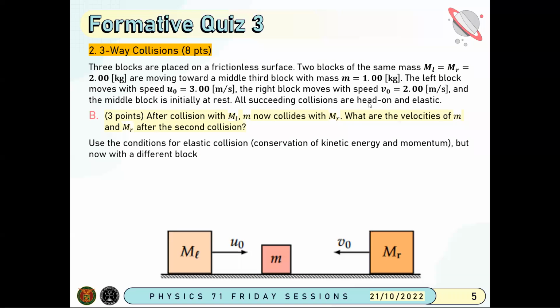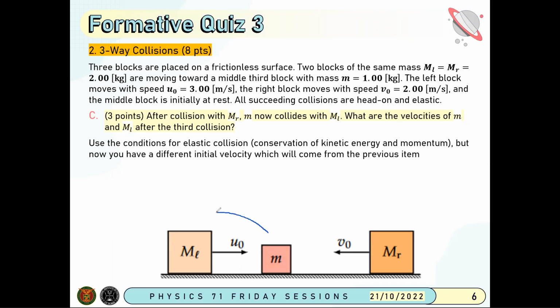Tapos, sa letter C, itutuloy lang ulit natin yung collision. Okay? So ngayon, after nung collision niya ulit sa MR, magko-collide ulit siya kay ML. So what are the velocities of M and ML after the third collision? Okay, so again, elastic collision, conservation of kinetic energy and momentum. Pero again, iba na naman yung initial velocity for both cases.